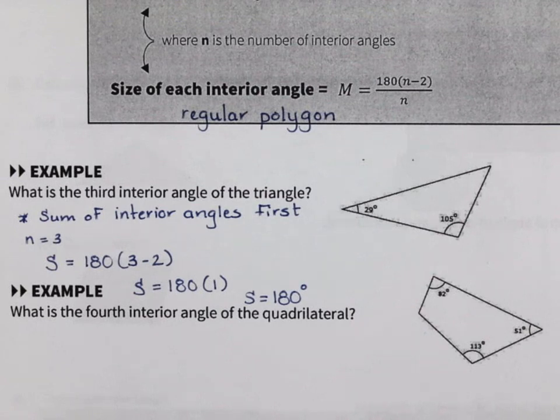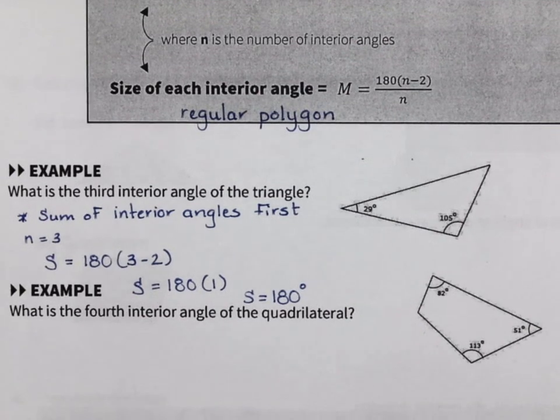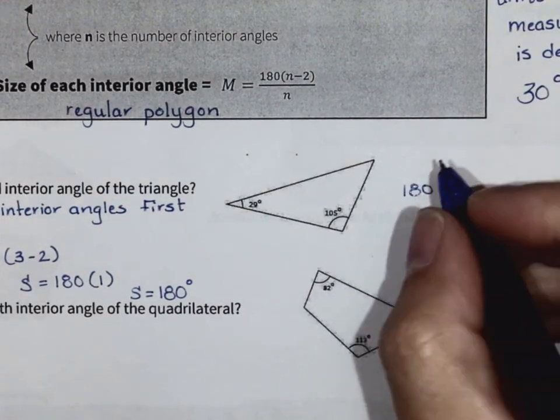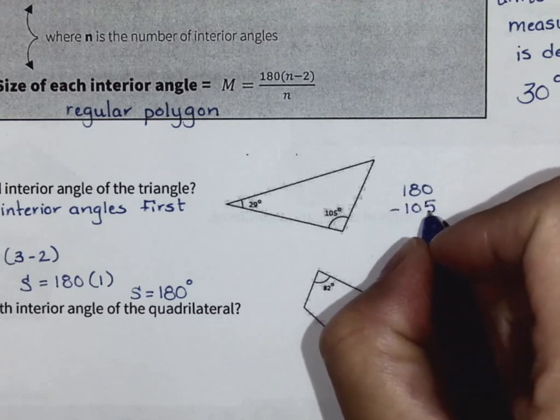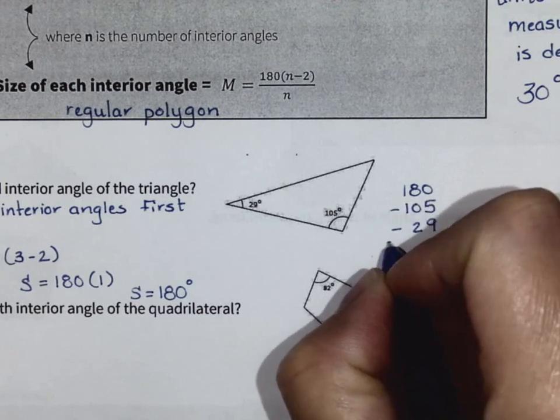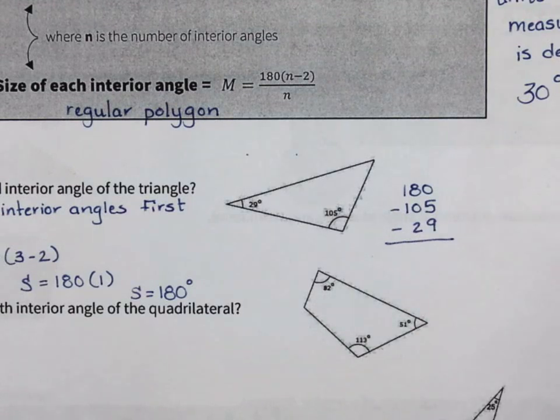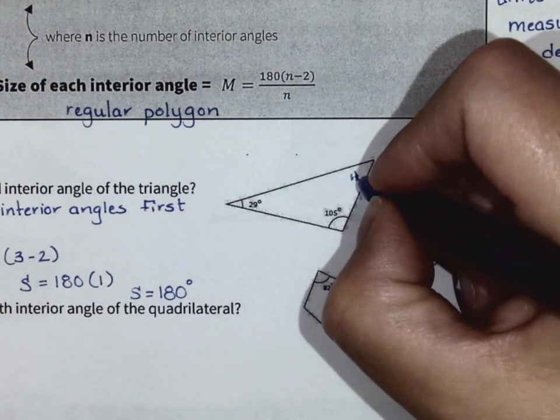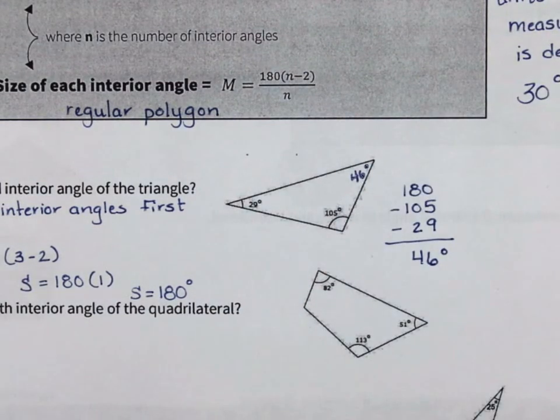That doesn't answer the question, but now we have the ability to answer it, now that we know the sum is 180. So we're going to take our 180, and we're going to subtract what we know. So we're going to subtract 105, and we're going to subtract 29. And we're going to see what's left over. So 46 degrees is that missing angle right there. Okay, all right. Things are starting to come together now.